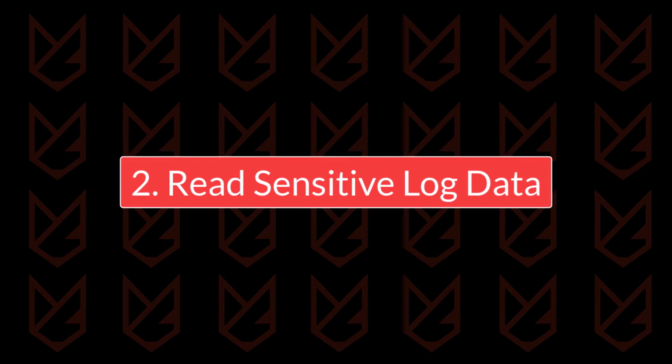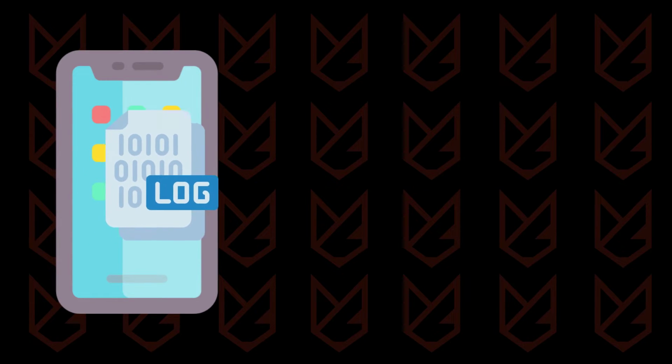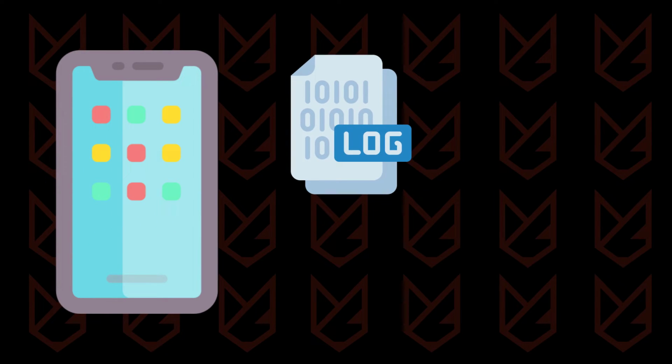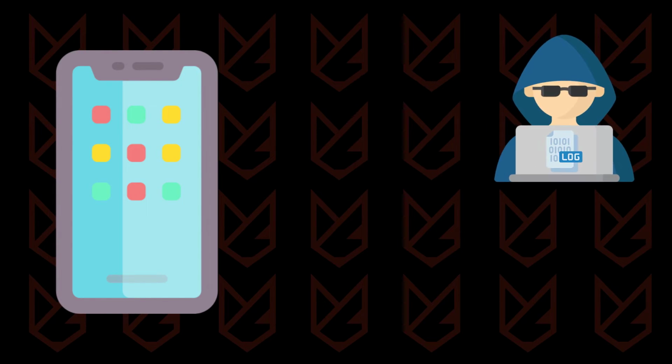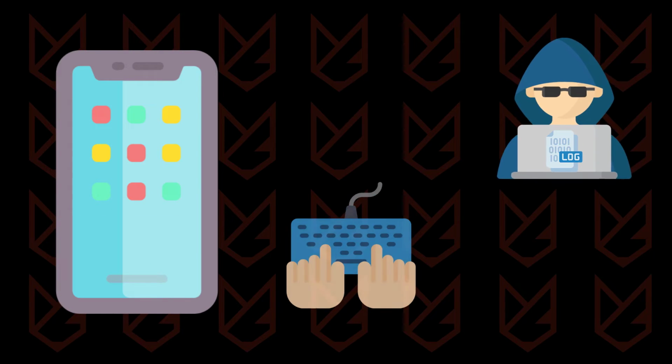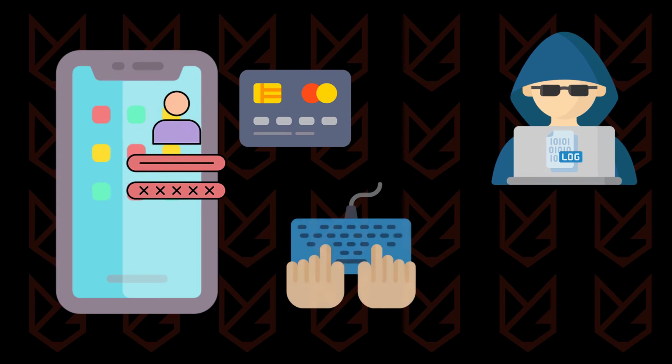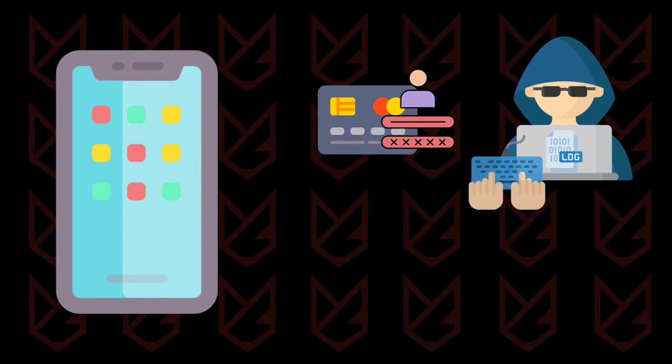Read sensitive log data. You don't want just any application to read the sensitive log data on your Android phone or tablet. There have been cases where these malware-infested apps secretly mailed the log files of the phones back to their developer. These included keystrokes, which means that the credit card details, usernames, and passwords that users type were also transferred.